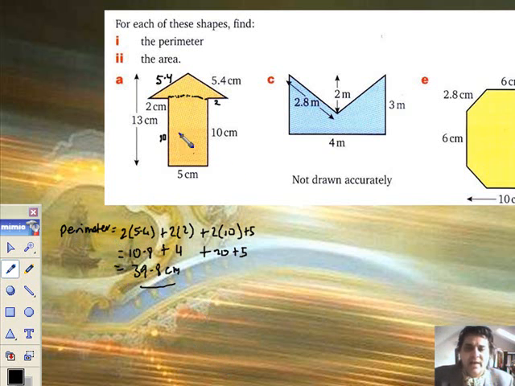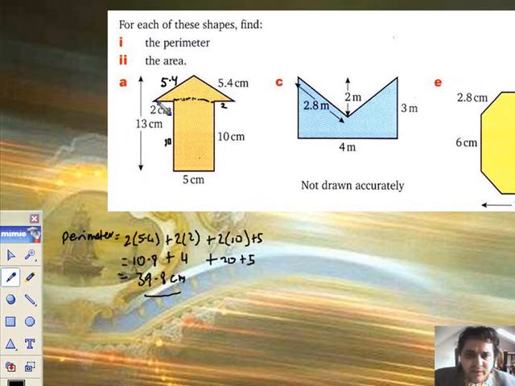Alright, so now the area. Well, let's do the triangle first. It's half base times the height. Well, the base is going to be 2 plus 5 across here plus the 2. Alright, 5 matches that one and the 2 2's. And the height, well, let's just look at it very carefully. Put a little arrow there. 13 from top to bottom, 10 from here to here, which means the height has got to be 3 centimeters. 13 take away 10 being 3.